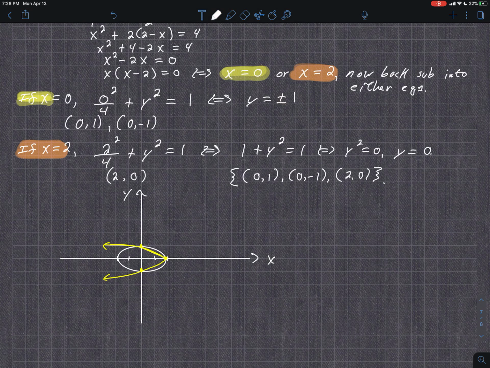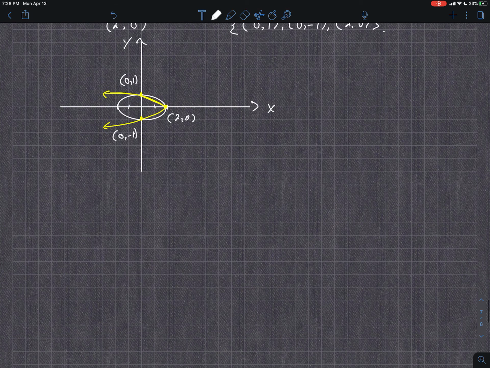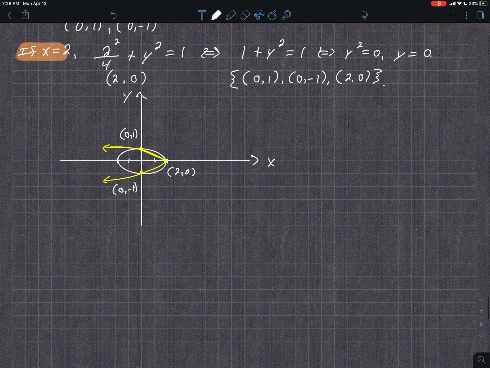So the graph does that. And those points are (2, 0), (0, 1), and (0, -1). So again, right now you don't have to graph that, but that's what you'll get. All right, let's do another example.